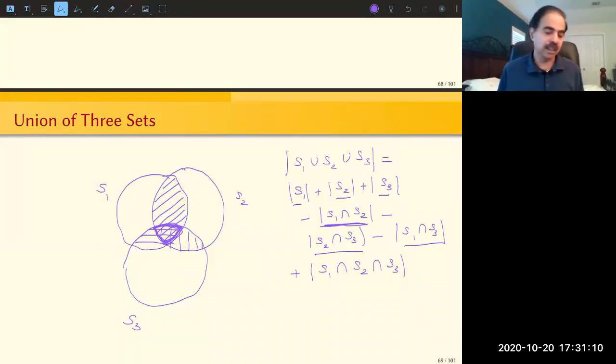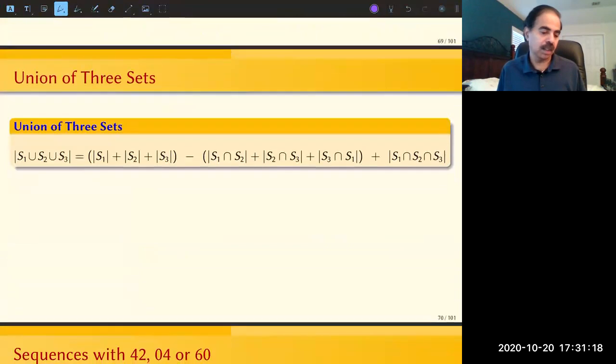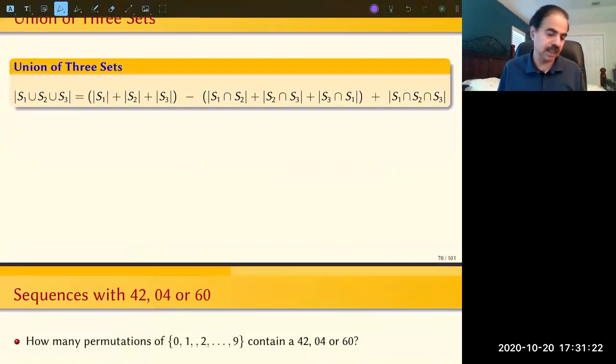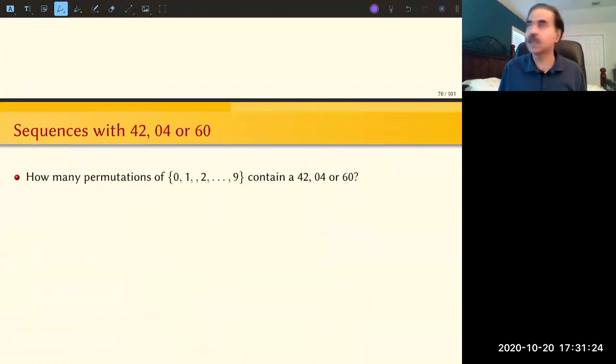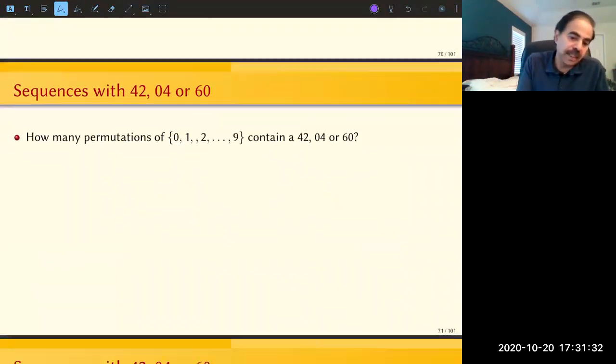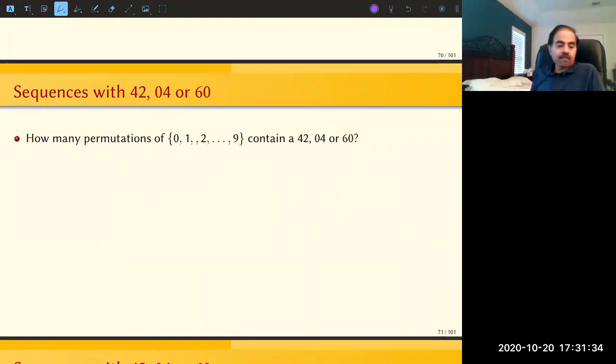So that is the inclusion-exclusion principle for 3 sets. Okay, so now, that's what this thing says. So let's try to solve a couple of problems using this principle and then wrap up. Okay.